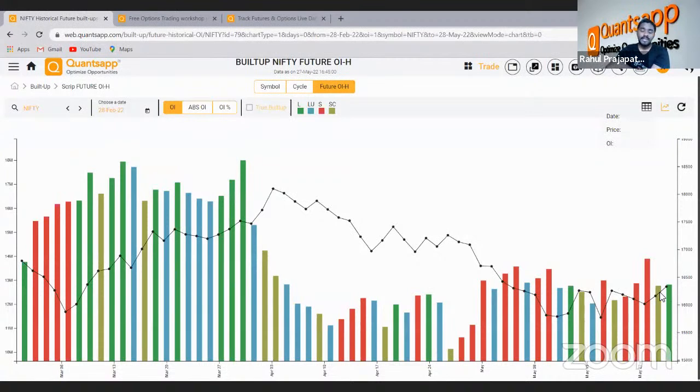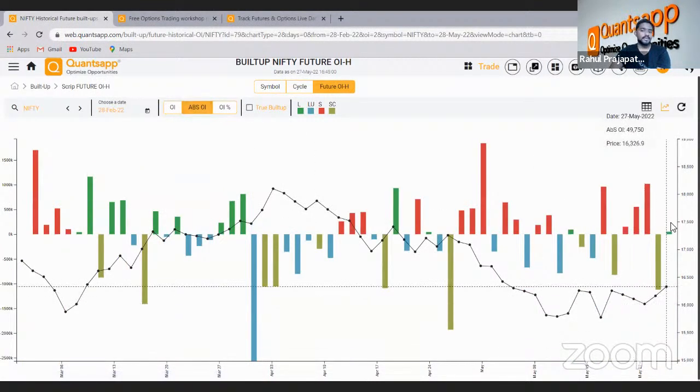See, even if the market yesterday went up, we have a long build up. Nifty people bought it, but suddenly the OI level is still the same. So the absolute change is very less. If you talk to me, I would say there are very few people who have created a long position here in Nifty.